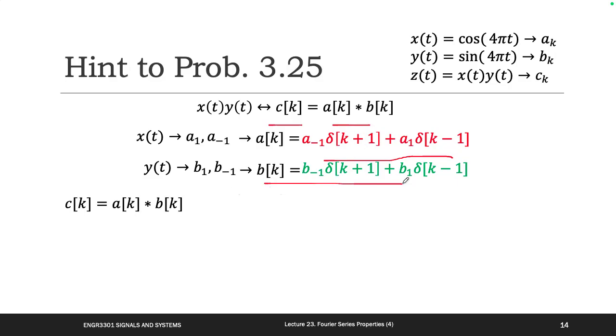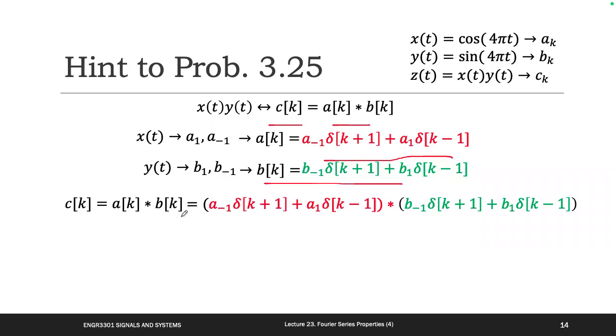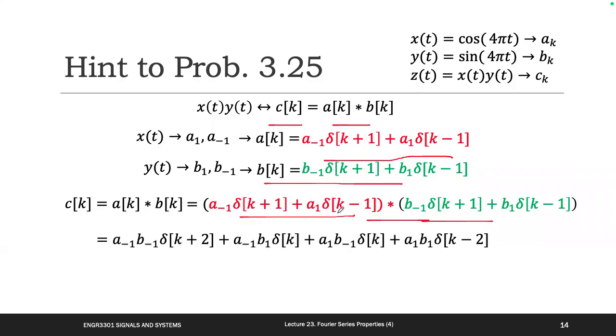We know c_k equals a_k convolved with b_k, am I right? Which means it equals this one convolved with this one. And then some properties we can use. But pay attention: this is not an FS property. These are convolution properties you usually use. Which convolution properties? The distributive property and time shifting. Firstly, let's use the distributive property and multiply them, and you get this one and this one. This is just after the distributive and time shifting properties.